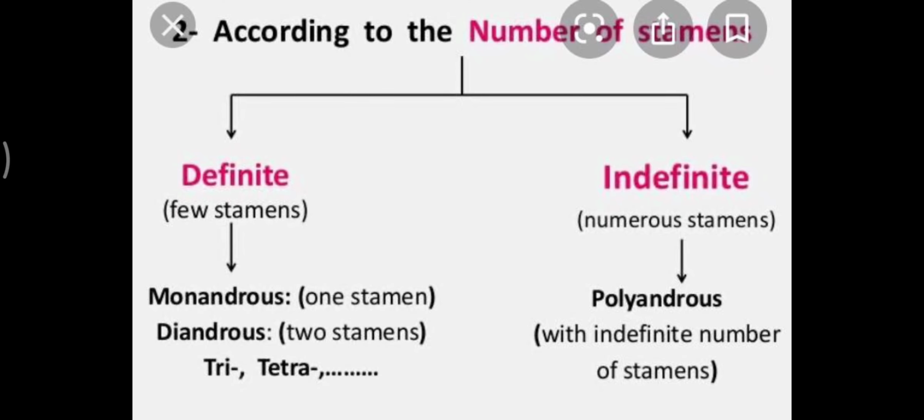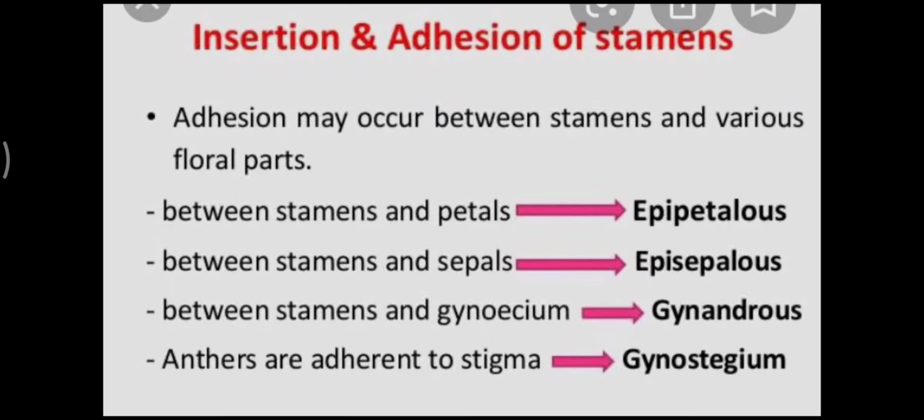Now let us see the different types of stamen on the basis of number. The number can be definite or indefinite. If it is definite, that means the stamens are few, and indefinite means the stamens are many, that is uncountable. Right? Now in case of definite number, we have monoandrous, diandrous, triandrous, tetraandrous, that means one stamen, two stamens, three stamens and four stamens. Now in case of indefinite numbers, the polyandrous condition is there, where the number is uncountable.